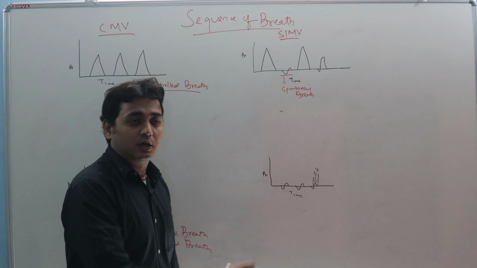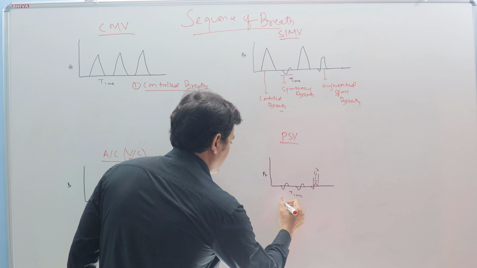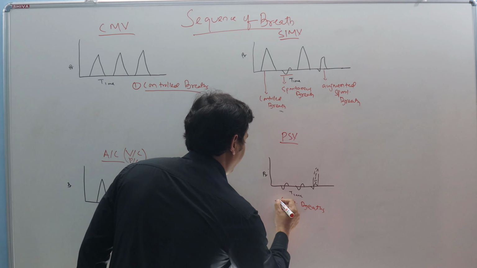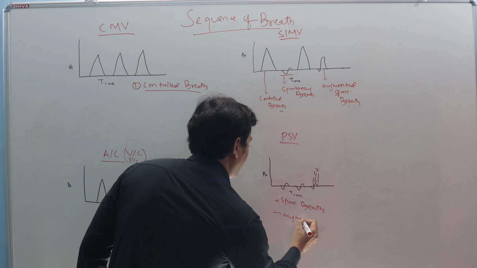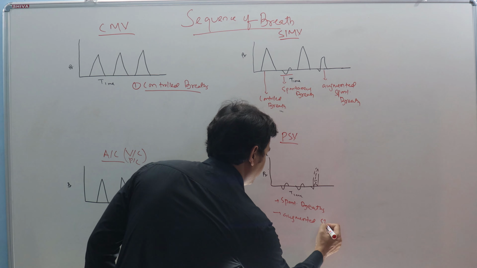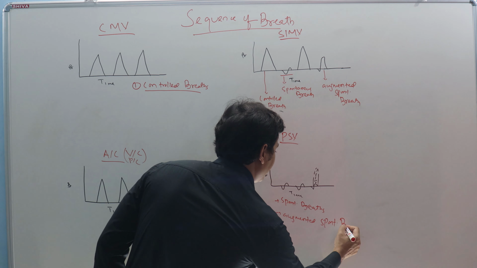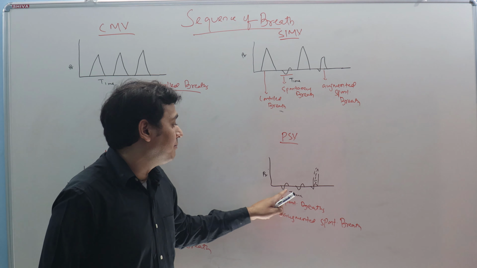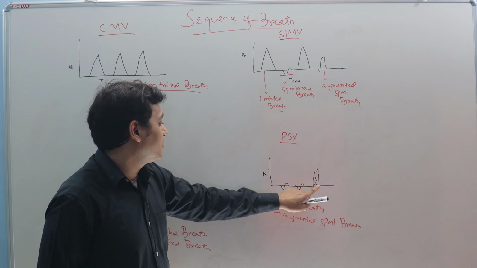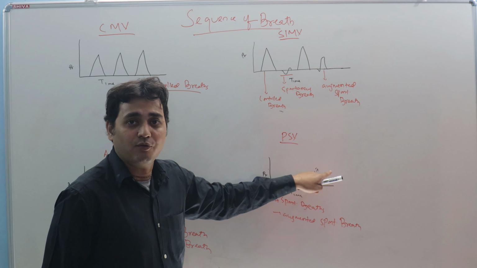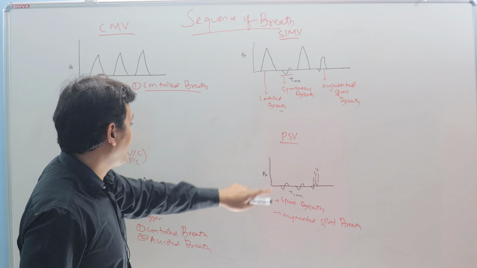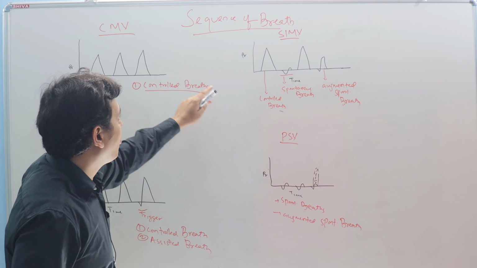And last but not the least, it's called the pressure support ventilation. Here we have spontaneous breaths and augmented spontaneous breath. This is the augmented one. This is the pressure support breath when you keep the pressure support 0. If you give pressure support of 7, 8 or 10, there will be augmentation of tidal volume. This is called augmented spontaneous breath. So these are the 4 sequences of breath that you have to understand in each mode.